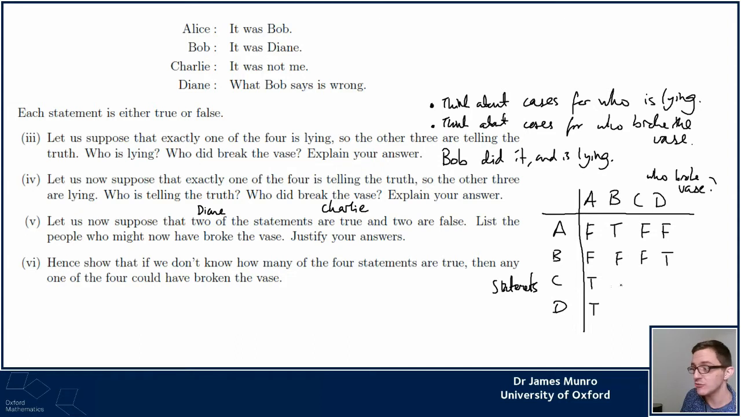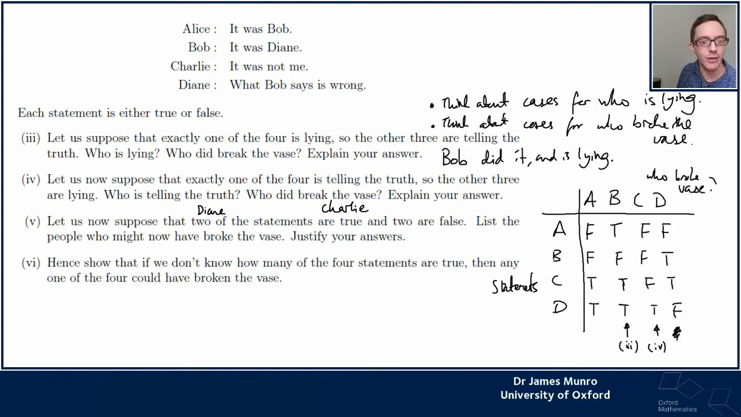Charlie's statement is true unless Charlie broke the vase, and Diane's statement, well, Diane just disagrees with Bob, so it's this. Okay, so I quite like this table. If you do it and concentrate all the way through and then remember how to count, you can count how many false things there are in each column to say, well, look at all the possible cases.